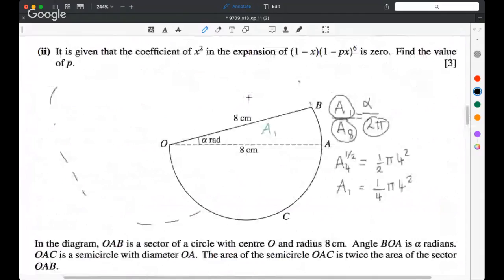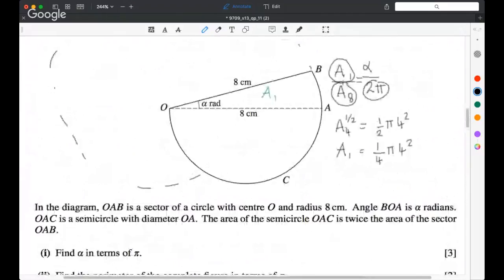And the perimeter, no big deal. You just have to know, again, this ratio, this alpha over 2 pi ratio also applies to the section of the perimeter as a fraction of the full circumference of the circle. It's exactly the same. It is alpha over 2 pi.